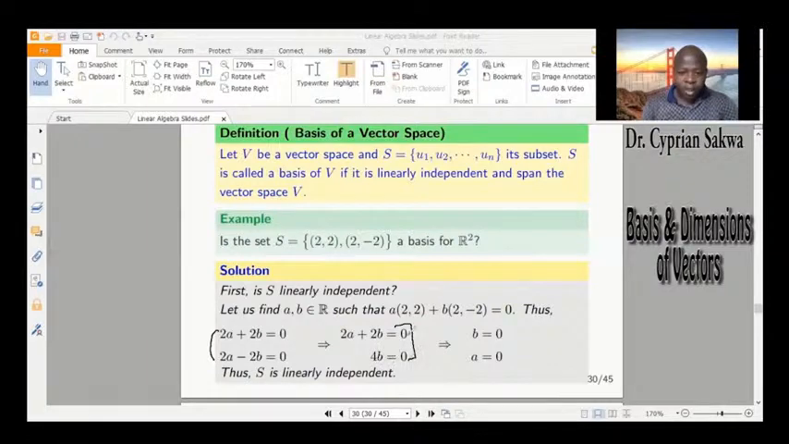So solving going up, if B is 0, then A is also 0. So the two scalars A and B are both 0. In other words, S is linearly independent. So it remains to find out whether S spans R2. That's what I want to find out. And if it spans, since the first condition has already been met, then we say that S is a basis of R2.